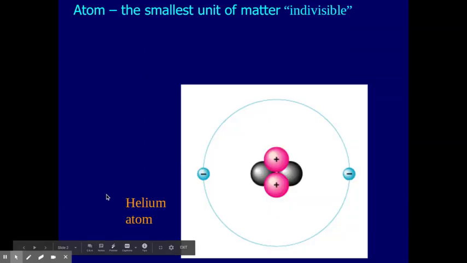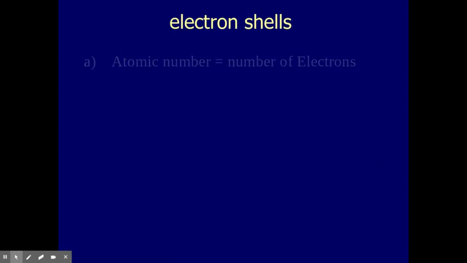So, chemical bonds. Let's rehash what we already know. We already know about atoms, right? This tiny indivisible piece of matter. We know that's not true. They're divisible. We have talked about their electron shells.